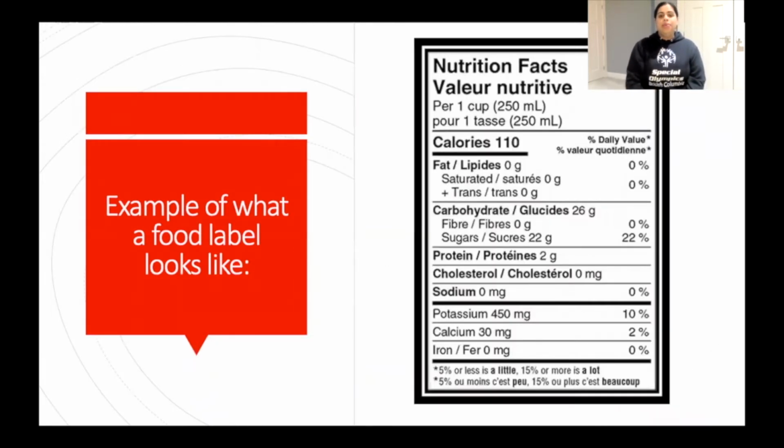So this is an example of what a food label looks like. As you can see, there's a lot of different information and a lot of different values, but we will be discussing this in more detail later on in this video.